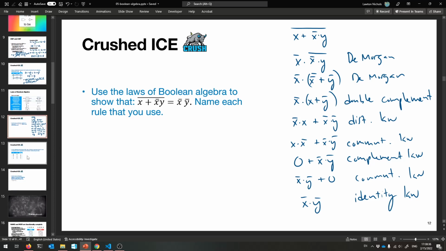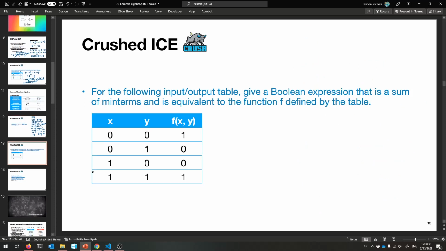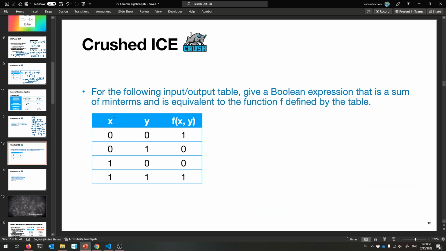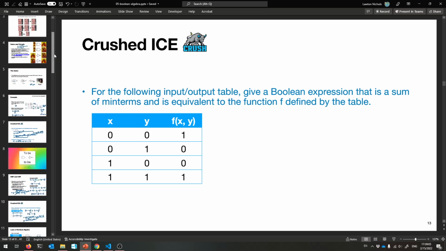So, yeah, 2 more questions for you, and that'll be it for this lecture. Let's see how we're doing. Yeah, plenty of time. So, let's see here. Here's what I want you to do. So for this table, again, kind of like this last one, I'd like you to give an expression that is a sum of minterms, right? Sum of minterms. And so what does that mean? What's a minterm?